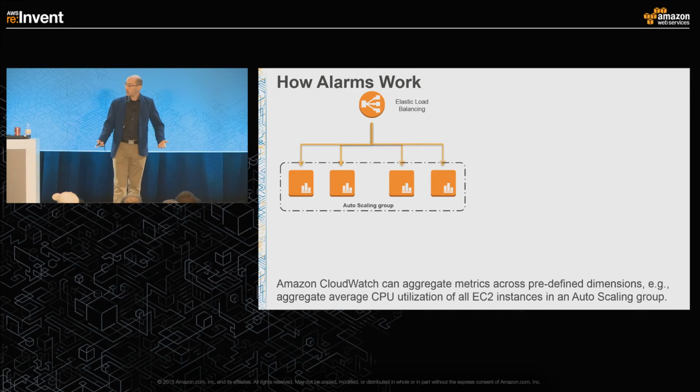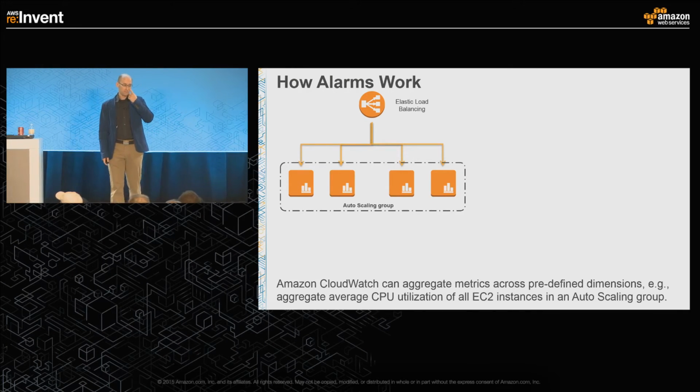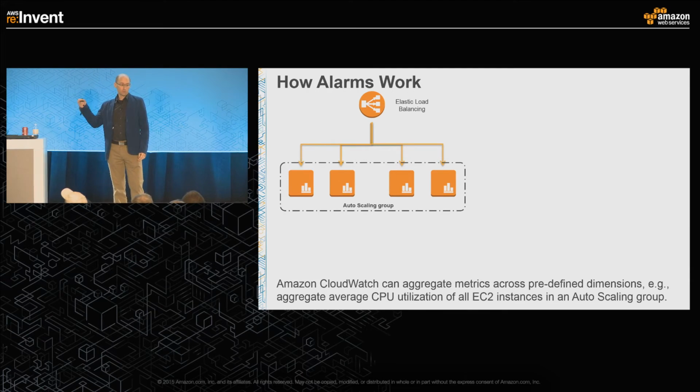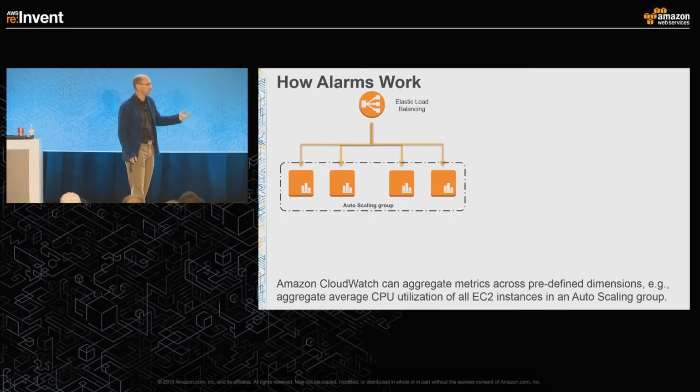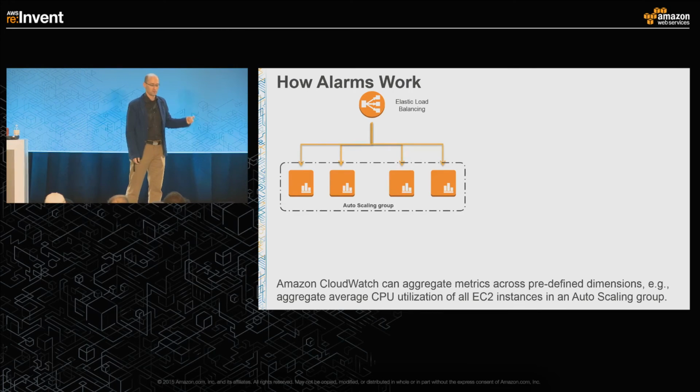How do these alarms work? All of the instances in the autoscaling group emit metrics right away, which allows you, for example, to get the average CPU utilization for the whole autoscaling group. You don't need to know which instances are in there. You just need to know the name of the group. You can ask CloudWatch. It will tell you what the current average, maximum, and so on is.